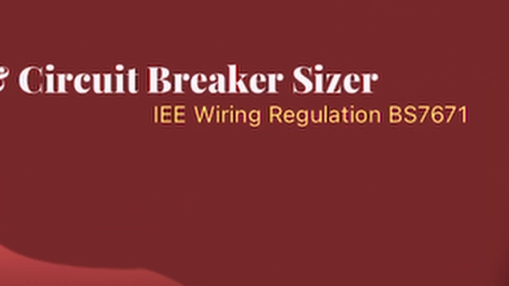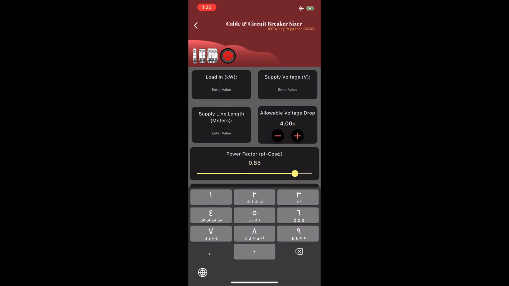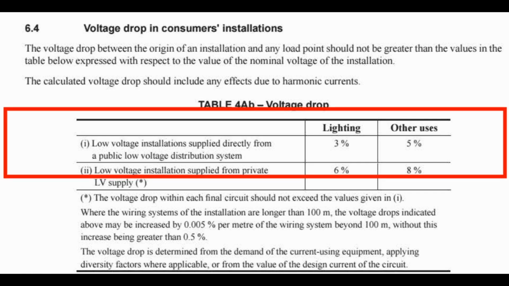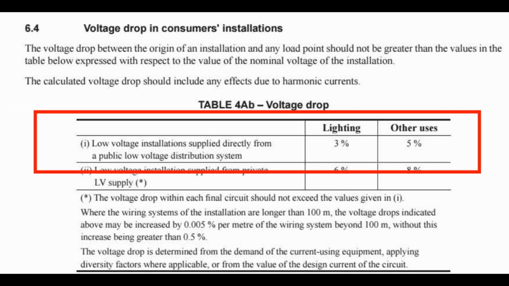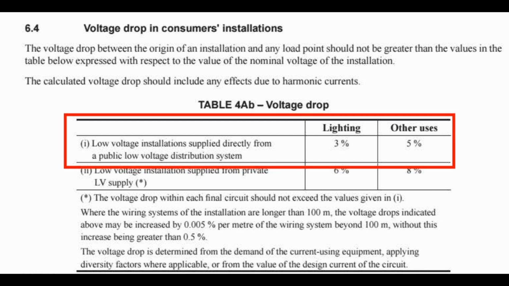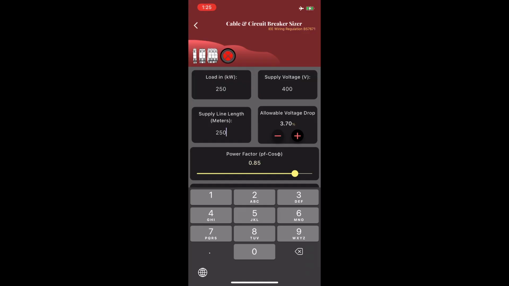Let's start an example. Fill in the power in kilowatts as described in this dialog, say 250 kilowatts. Voltage, say 400 volts 3-phase power source. Length of the cable from the power source to the targeted load, 250 meters. As per BS 7671, the maximum allowable voltage drop at the load point should not exceed 3% for lighting and 5% for other uses. Let's say your load is power, and the drop is desired to be 3.7%.